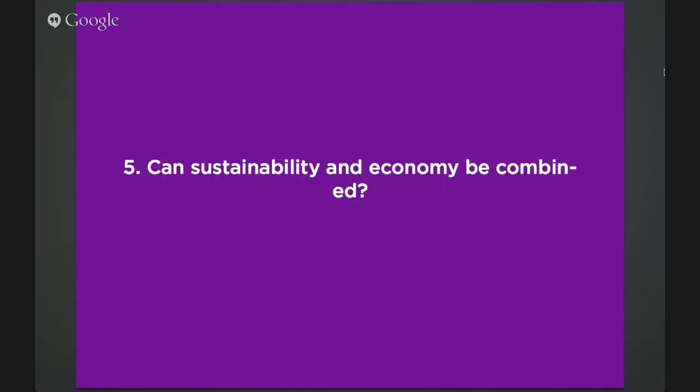The last question that I would like to discuss with the presentation is the following. Can sustainability and economy be combined? For that, again, I would like to define what sustainability is and what economy is, and then from there on I will continue to answering and explaining my answer.